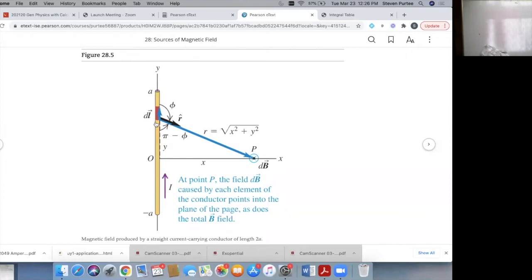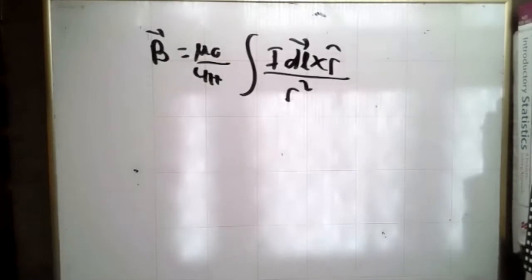So I've got some little dl here. I flows that way. So dl is just a vector that points in the direction that your current is flowing. If I'm at this little tiny chunk of current there, then my r hat points back toward my point of observation. And B is mu naught over 4 pi, the integral of I dl cross r hat over r squared. This is the formula we're using.